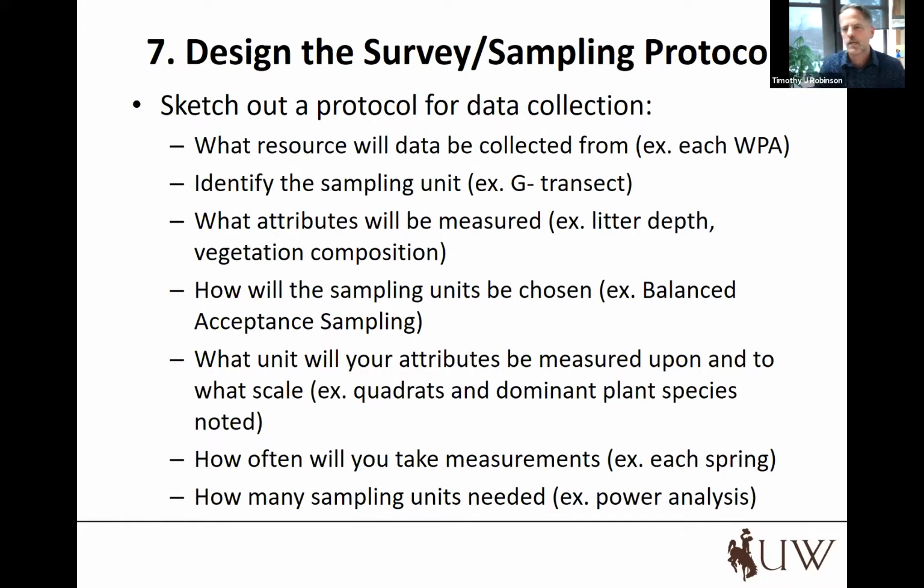Now we're at the stage where we have to figure out how we are going to get this information from our WPAs. Again, the information we need is the litter depth, and we also need to know something about the primary plant deficiency, in other words, the plant composition.